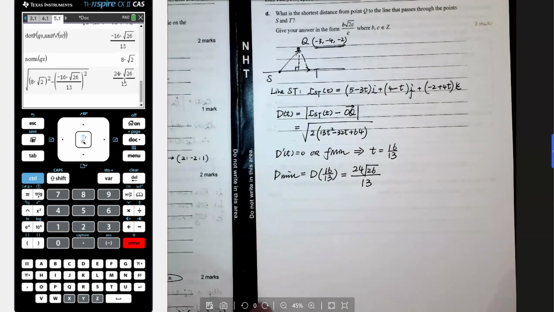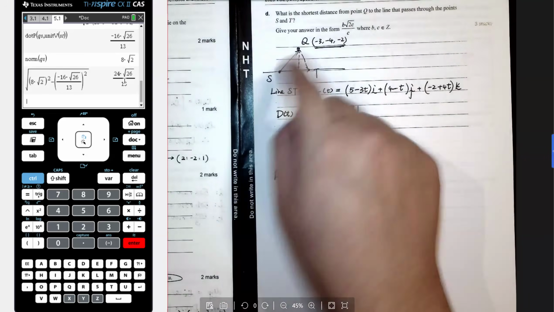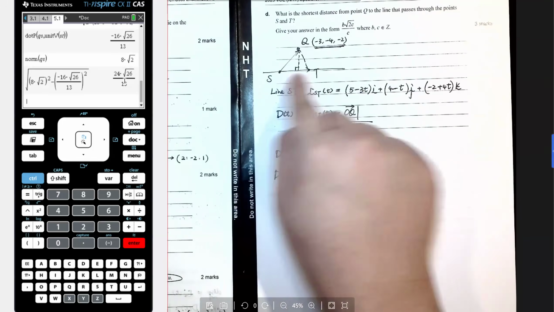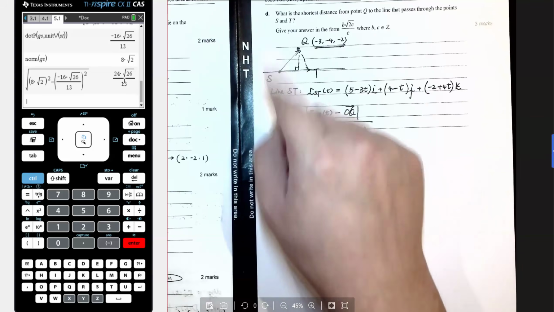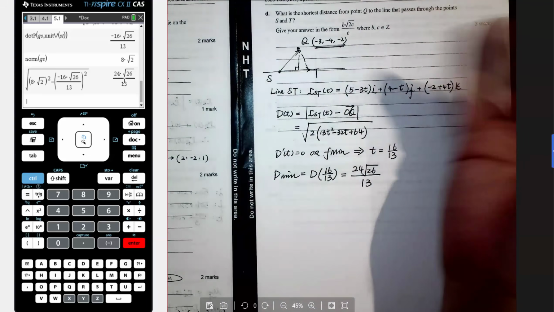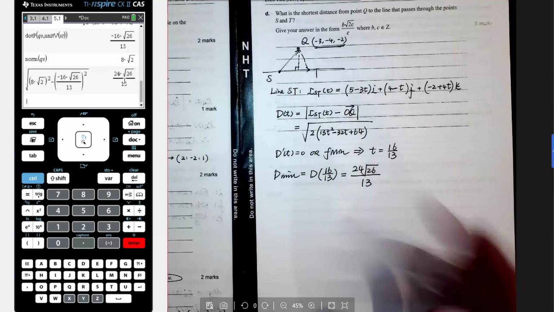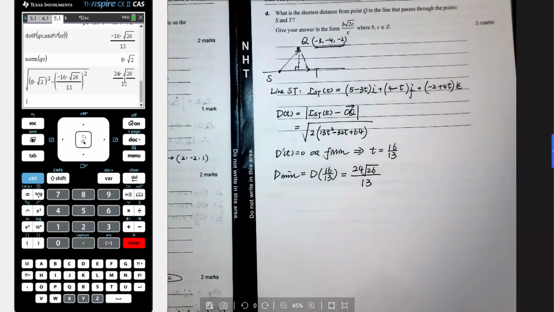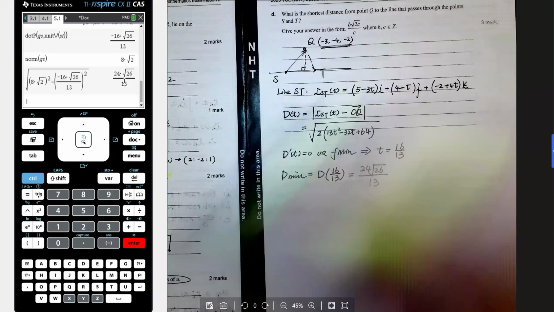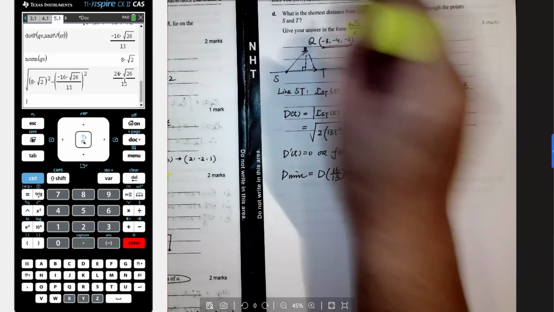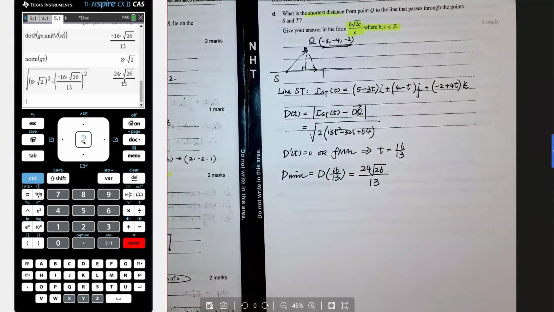There are heaps of methods you can use: cross product, like SQ cross the unit vector of ST and taking the magnitude, you still get the same answer, or calculus, or dot product, or perpendicular vectors. So many other methods. But make sure you write your answer in this format, okay? Shortest distance problem.